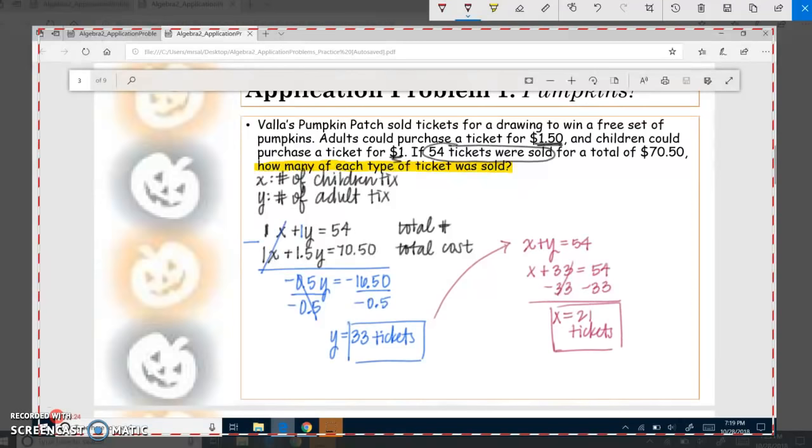And that's our solution set. We're selling 21 child tickets, 33 adult tickets. That total gives us 54 tickets overall. And then if we plugged those also back into the second equation, we would find that 1 times 21 plus 1.5 times 33 would get us to 70.50.